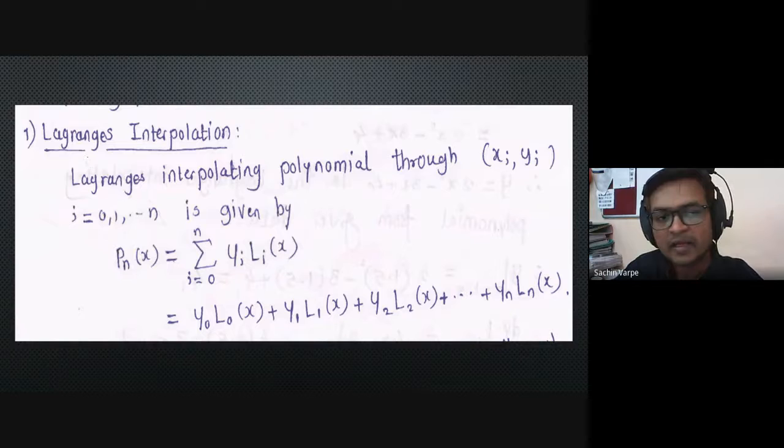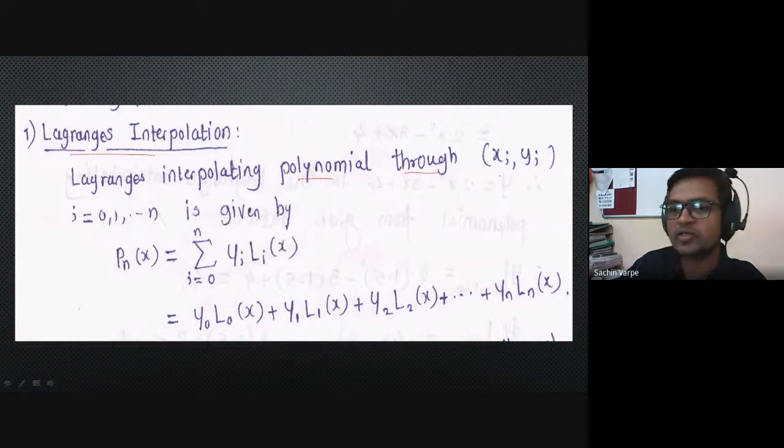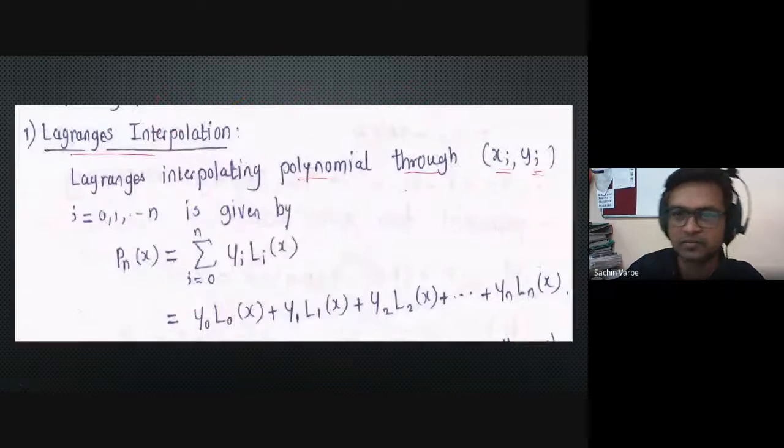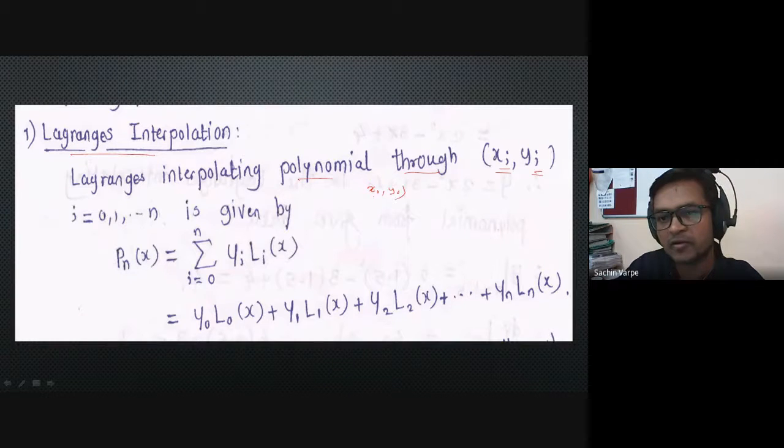So Lagrange's interpolation is a polynomial passing through these points xi, yi, where i runs from 0 to n. That means x naught, y naught. First is for i equal to 0. The first point is x naught, y naught. Second point is x1, y1. Third point is x2, y2, and so on. Okay. So these are the points.